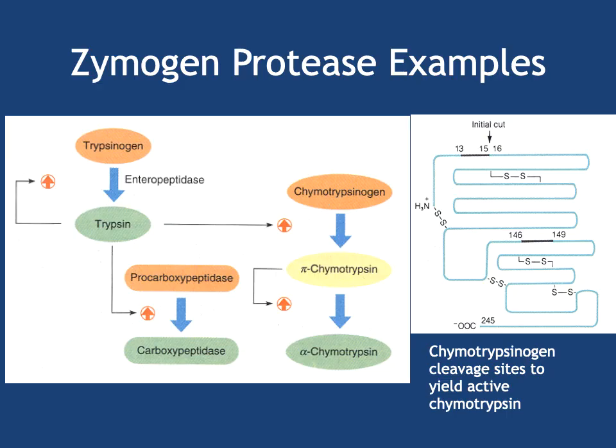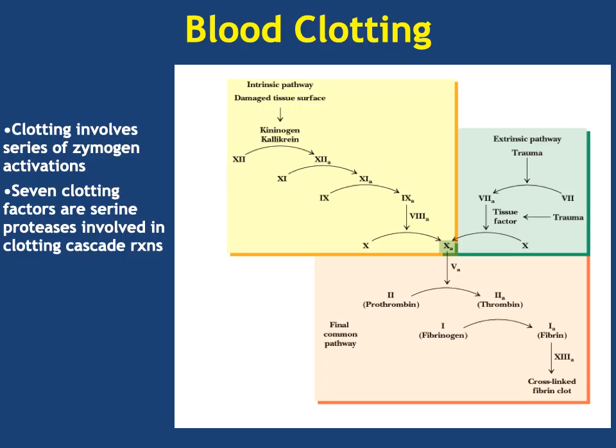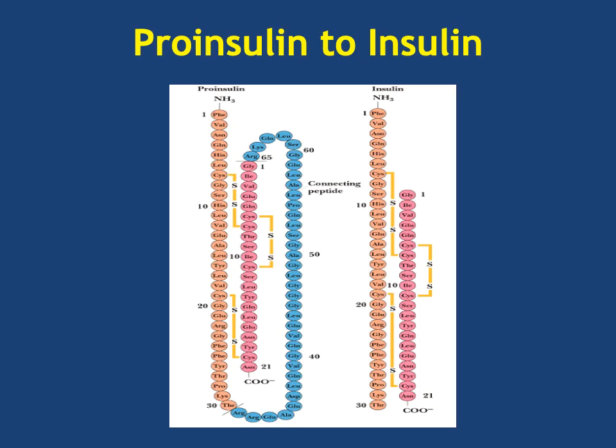Another example is chymotrypsinogen. When you don't need chymotrypsin, it stays hidden as chymotrypsinogen. And when you have to activate it, it will be in the chymotrypsin form. Then there is blood clotting. Clotting involves a series of zymogen activations. There are 7 clotting factors, which are serine proteases involved in clotting cascade reactions. And of course, insulin: when you don't need it yet, you hide it as proinsulin.